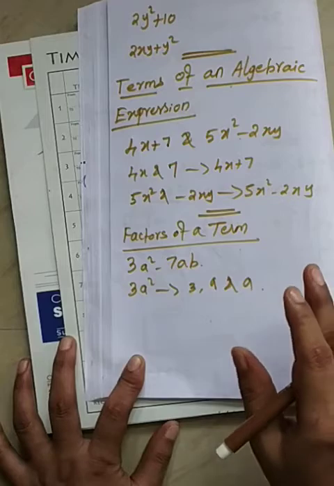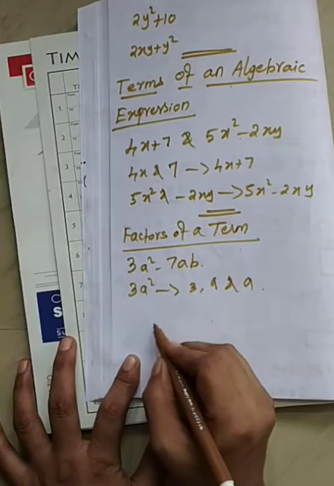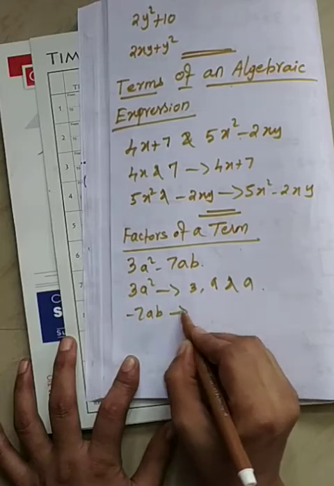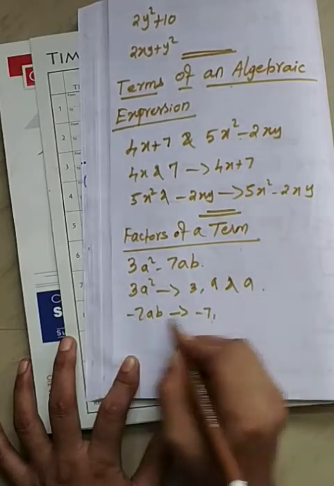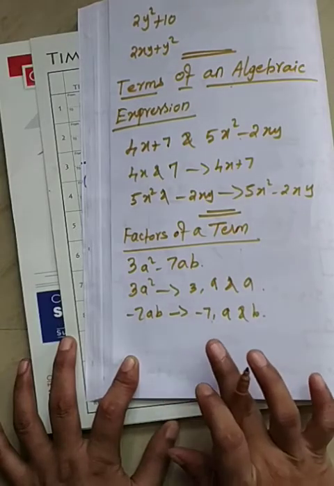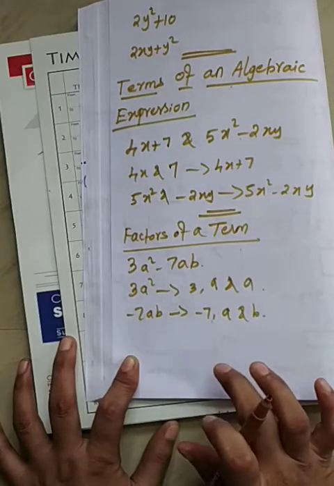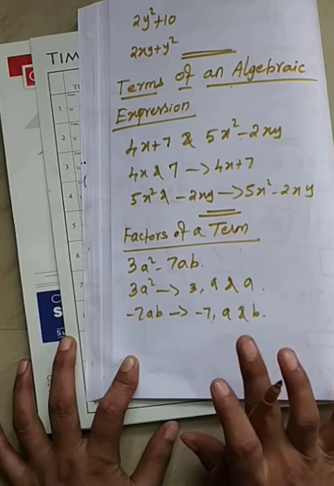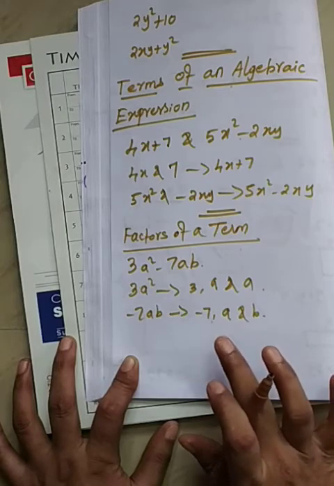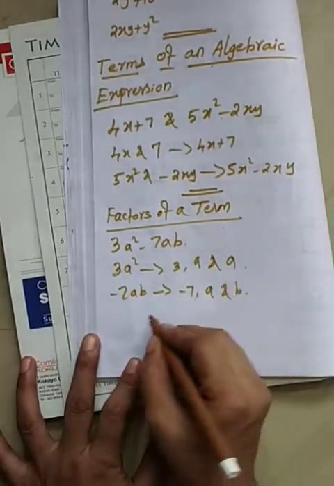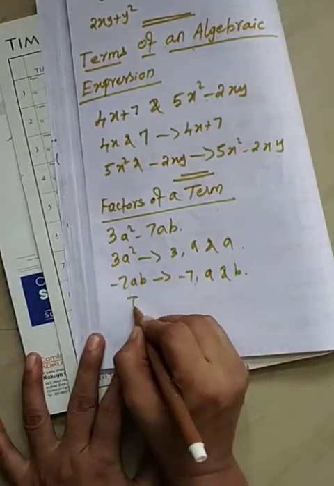And similarly, the factors of minus 7ab are minus 7a and b. Thus the term is a product of its factors. The terms and factors of an algebraic expression can be represented using the tree diagram.